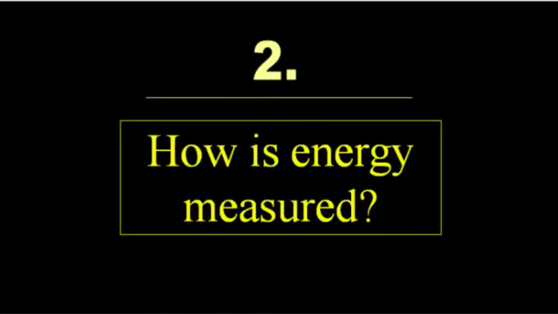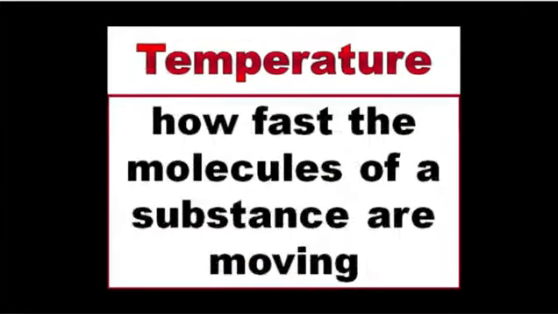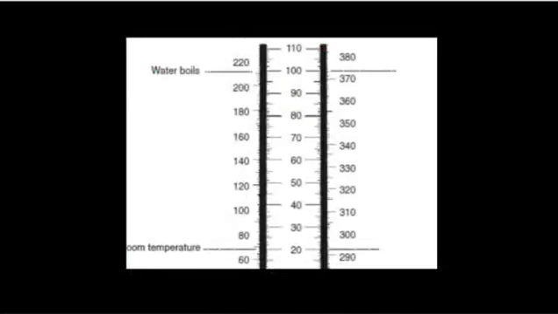So how do we measure energy? We can measure energy through temperature. Temperature is just the average kinetic energy of the molecules of a substance, and how those molecules are moving determines how high the temperature is. If the molecules are moving fast, we have a higher temperature. If they're moving slower, we have a lower temperature.